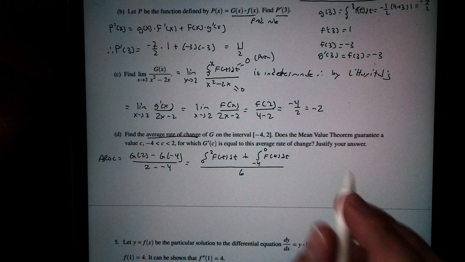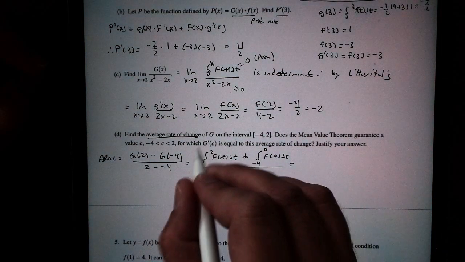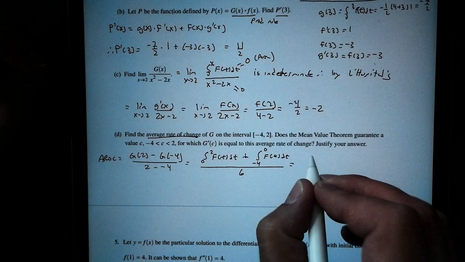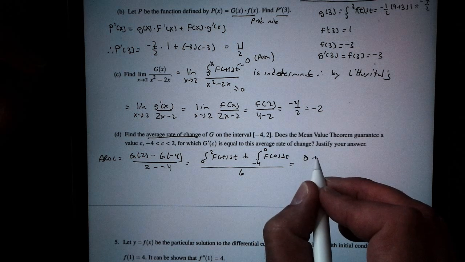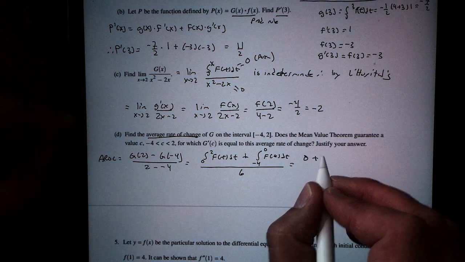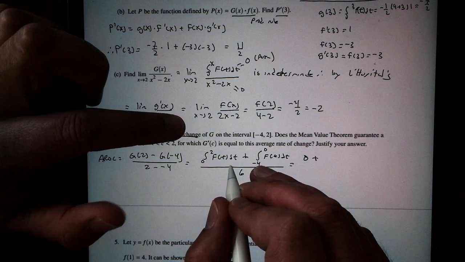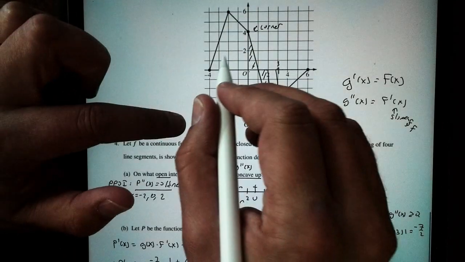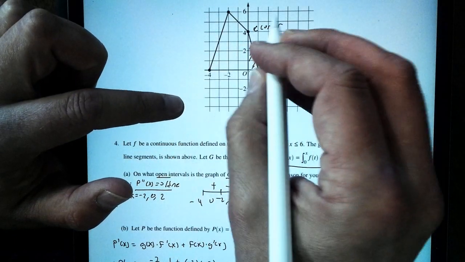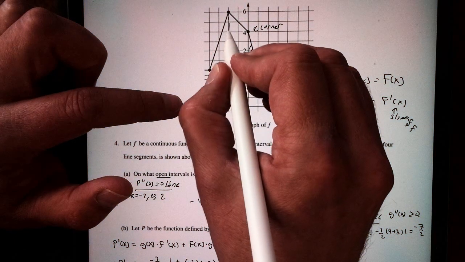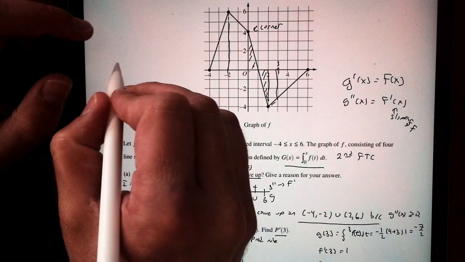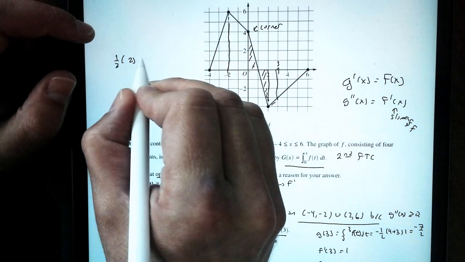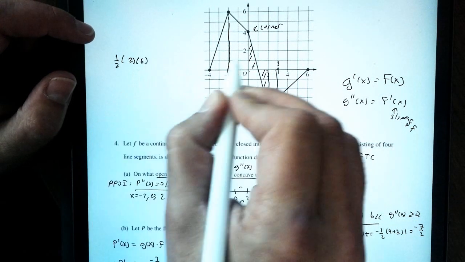Now, simplifying the top, we said this is 0 from part C. 0 plus, and we want to find the area from negative 4 to 0. I've already done this, so we have a triangle here. This becomes 1/2. Its base is 2. The height is 6 to 0.